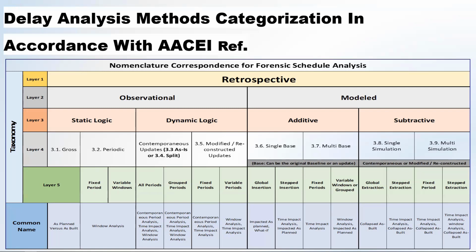So observational, you have static or dynamic logic. Modeled, you have additive or subtractive. The basic implementation is the simplest way. The static logic, we have gross, so you will apply your method 3.1. It's no fragments. It's a static logic, where the logic will not change from the baseline to the update.